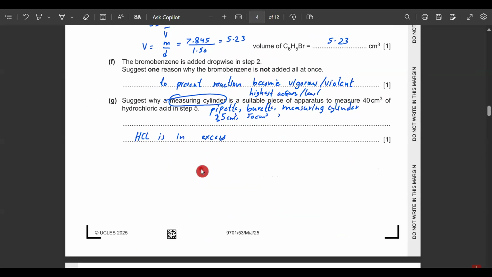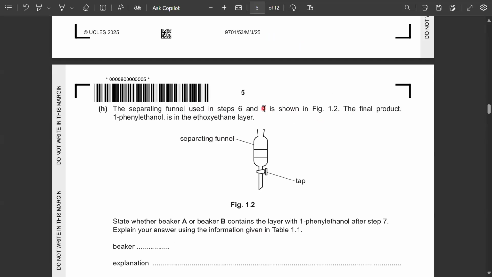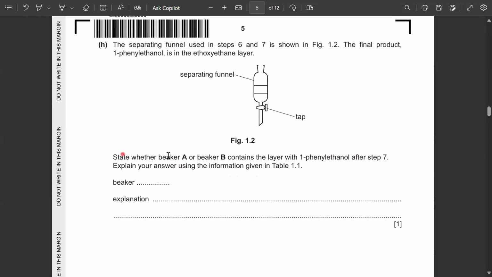So we had done up to this point. Now the next part, H. The separating funnel used in steps 6 and 7 is shown in figure 1.2. The final product, 1-phenyl ethanol, is in the ethoxyethane layer. The separating funnel is mentioned here, drawn here. State whether beaker A or beaker B contains a layer with 1-phenyl ethanol after step 7. Explain your answer using the information given in table 1.1.